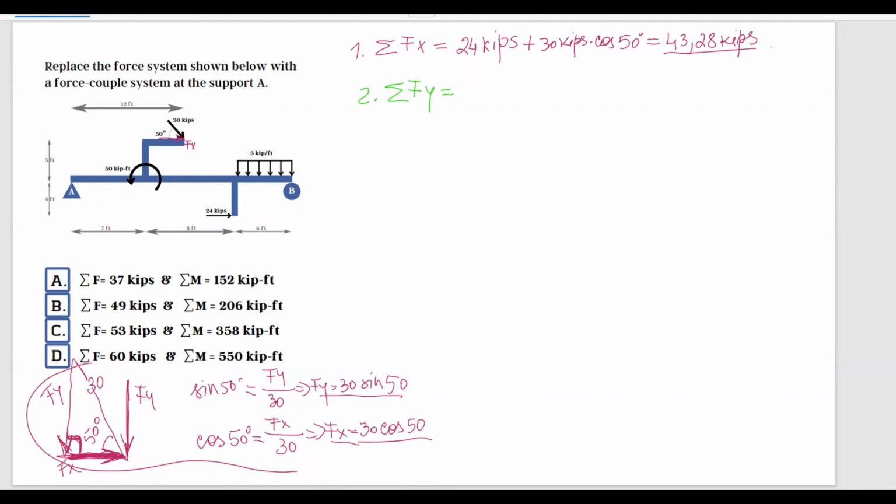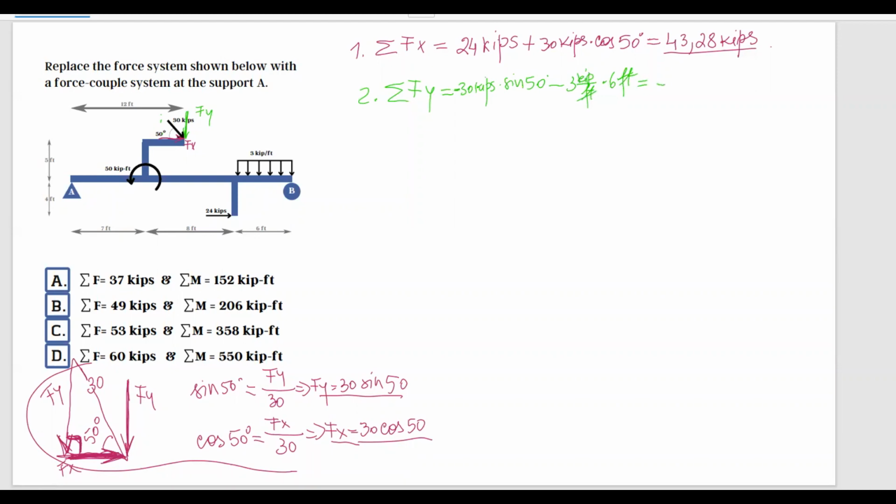I'm going to go here to this force. The y component of this force is going to be opposite. So I'm going to have Fy. Fy is 30 kips multiplied by sine of 50 degrees. And it's going downward, so I'm going to say negative. And next I have this distributed load also going downward, so it's going to be negative 3 kip per foot multiplied by 6 feet. Feet goes away.